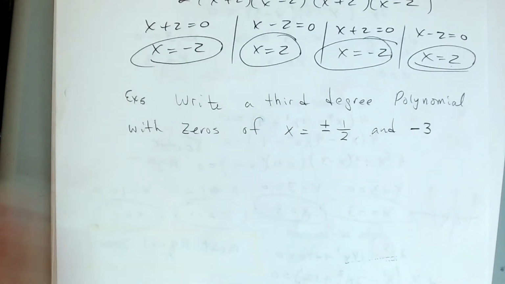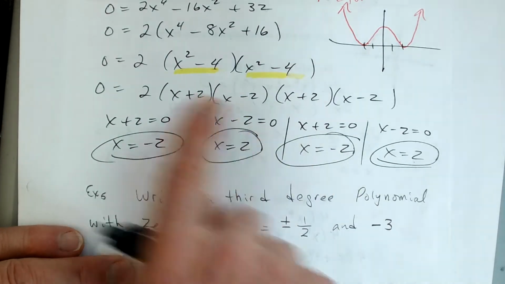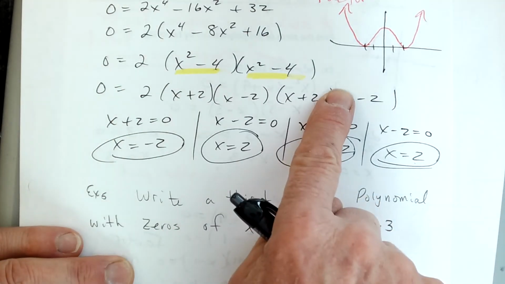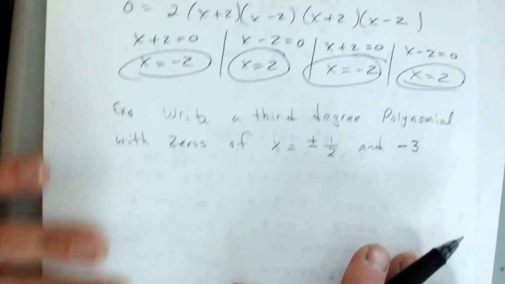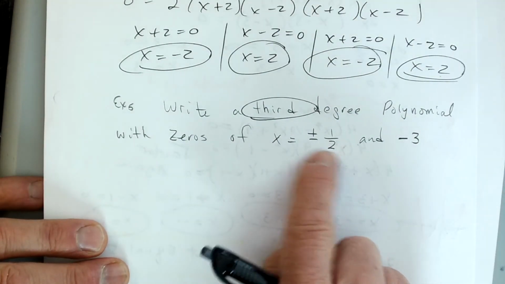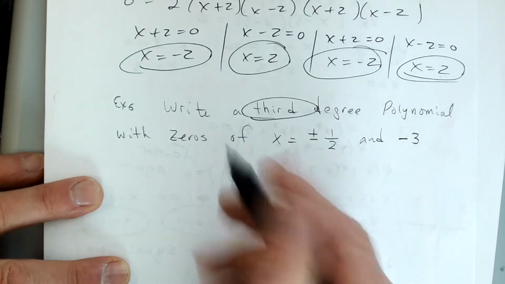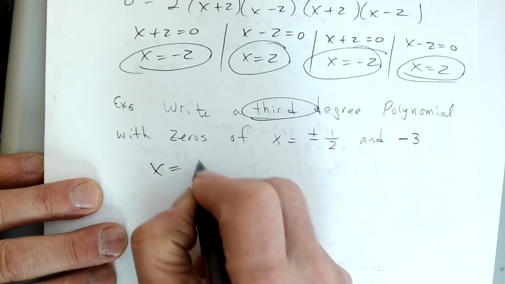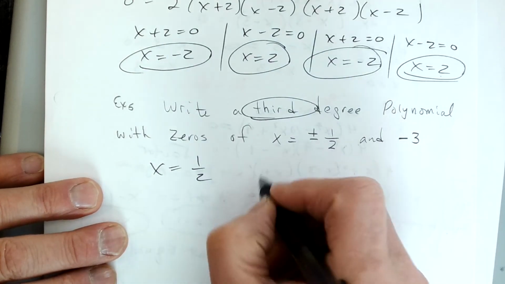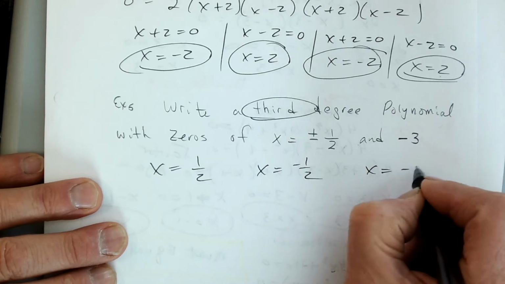Okay, example 5 is like Jeopardy, okay? We're going to go backwards. Here's what we know. We want to take our answers and make them look like a problem. Okay, we want to find the polynomial. So here's what we know. Third degree, which makes sense because I've got 3 answers, right? So I do know that there is an x that equals a 1/2, and there's an x that equals a negative 1/2, and there's an x that equals a negative 3, okay?